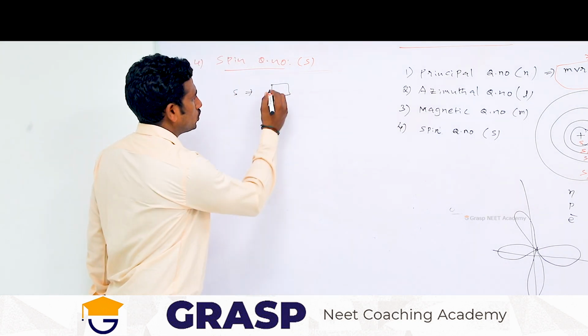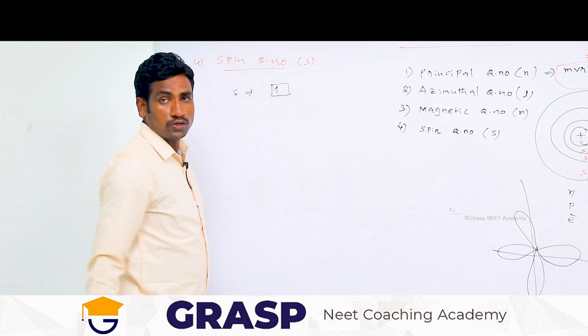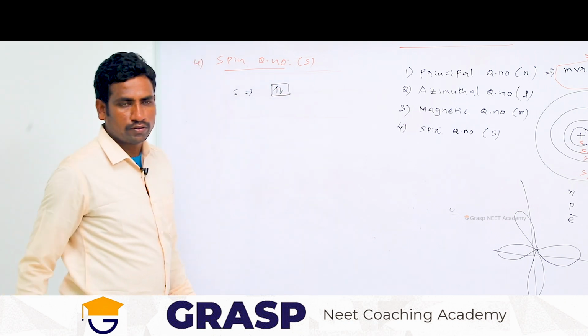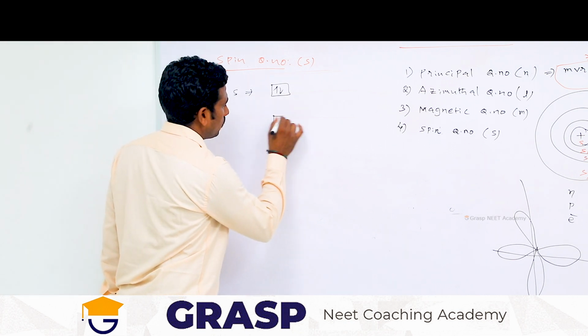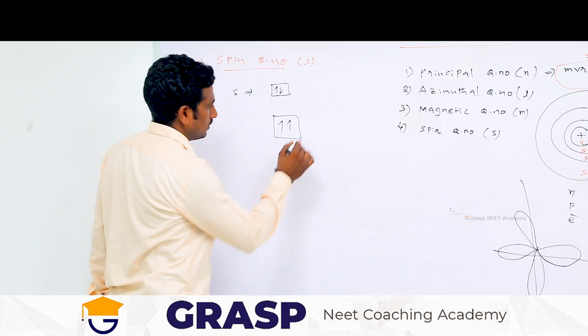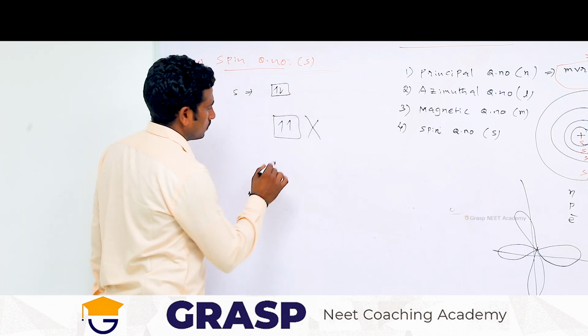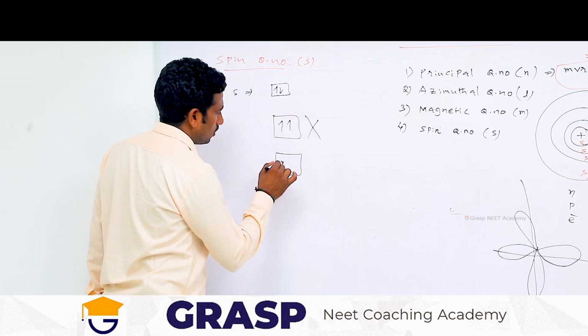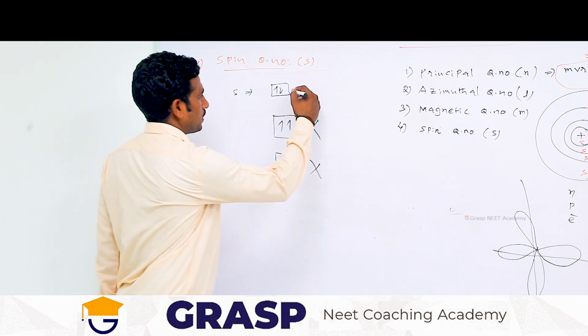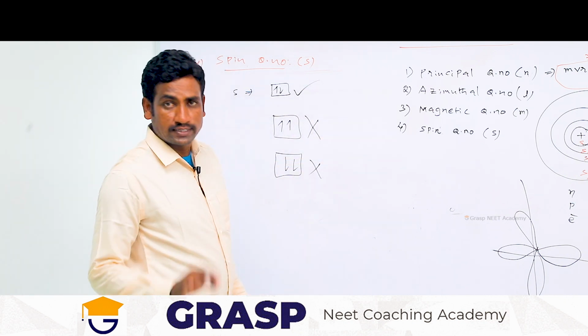So one electron should be with the up arrow, and the other electron with the down arrow. If you fill both electrons with the same direction, this is the wrong representation. Only this representation in the orbital is correct.